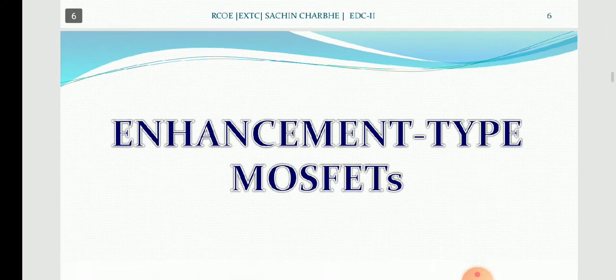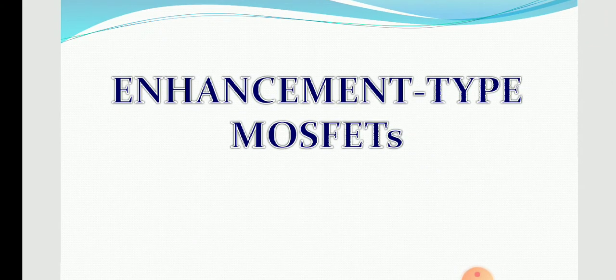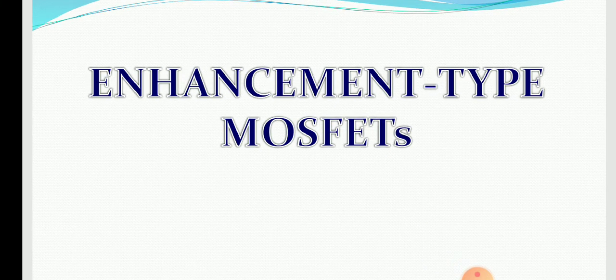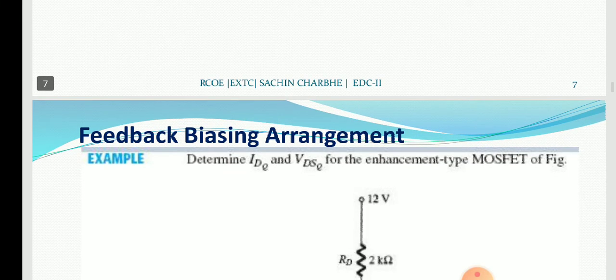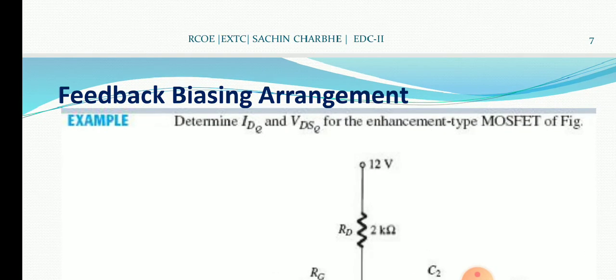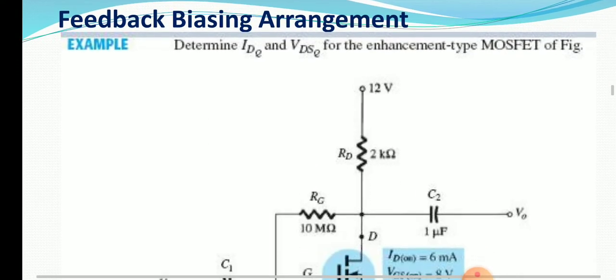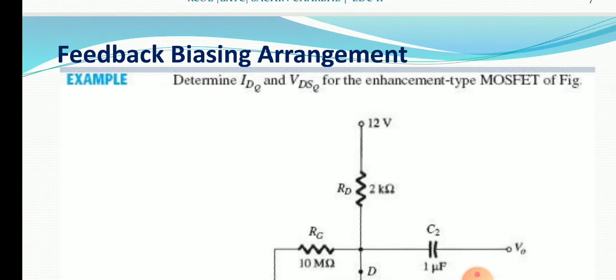Now we will take the second example, the enhancement type MOSFET. In the enhancement type MOSFET we require the threshold voltage to turn on the device. Here we apply an extra source to turn on the device. For the first example we will take the feedback biasing arrangement. There are two types of biasing in the enhancement type MOSFET, that is feedback biasing and voltage divider biasing. Voltage divider biasing is common to depletion type and enhancement type MOSFET, while in depletion type MOSFET there are the fixed bias arrangement and voltage divider arrangement, and in enhancement type MOSFET there are the feedback biasing arrangement and voltage divider arrangement.